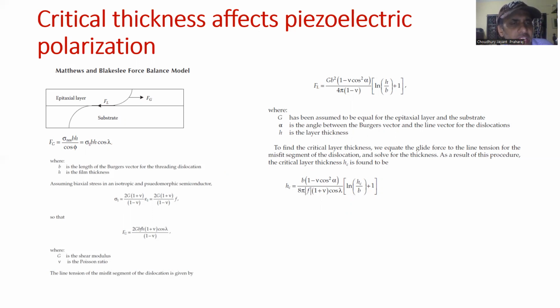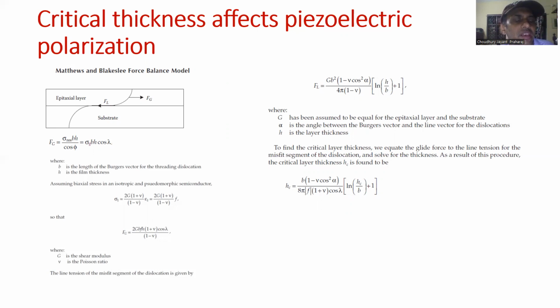And so it becomes strained. And it is in these strained layers that we have what is called piezoelectric polarization. Now you have to keep in mind that as we increase the epilayer thickness, there is a competition between the strain energy that is there in this strained layer and the strain energy that is associated with dislocations, if dislocations are formed in these materials.